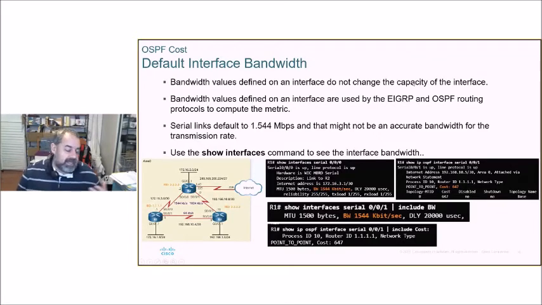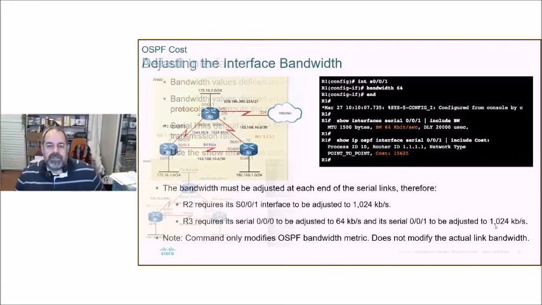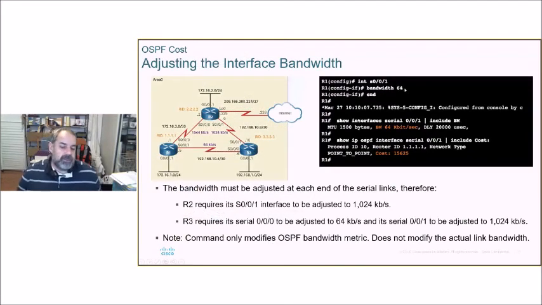Again with the serial links, much the same as EIGRP, it will always assume 1.544 megabits per second, and so you should use the bandwidth command to actually fix that. If you look at show interfaces, bandwidth 1544, and if that's what the link really is running at, great. If it's not, you should change the bandwidth and then the metric changes. So bandwidth 64 means that this link is running at 64 kilobits a second, and so away you roll. That will recalculate the cost, and it'll make better routing decisions. The command only modifies the OSPF bandwidth metric, it does not modify the actual link bandwidth.